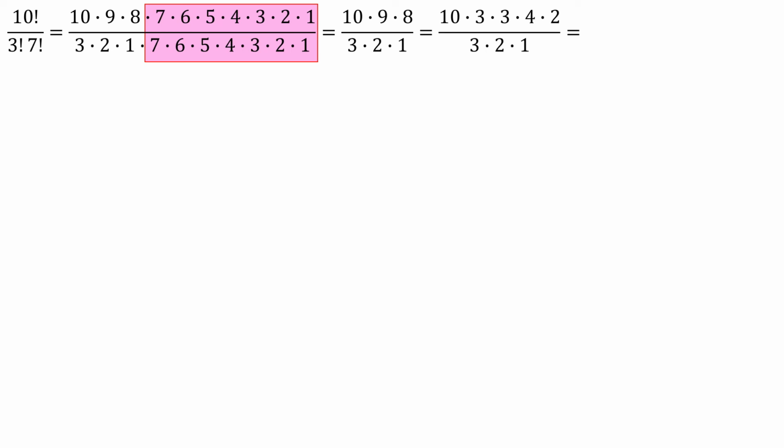9 is really 3 times 3. And I can get a 3 to cancel. 8 is really 4 times 2. And I can get a 2 to cancel. Now, if the only thing left in the denominator is a 1, we can basically ignore it. Right? Dividing by 1 is not going to affect anything. So we just have 10 times 3 times 4, which is 120. So say, aha, there's 120 possible outcomes.